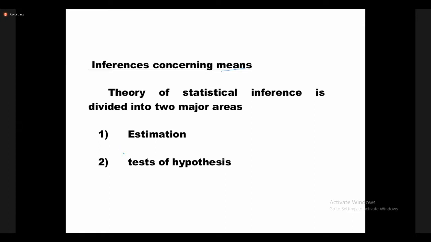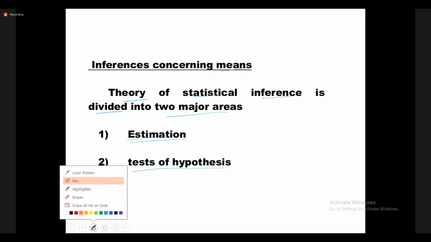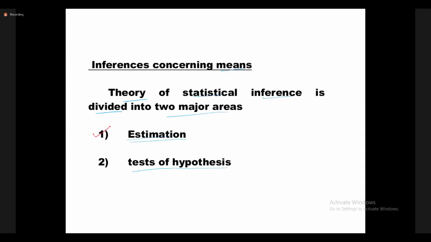Here you see the theory of statistical inference is divided into two major areas. The first one is estimation, and the second one is test of hypothesis. In the fourth unit, we have two parts. The first part is estimation and the second part is test of hypothesis. Today we are going to start estimation. After that, we'll start testing of hypothesis.